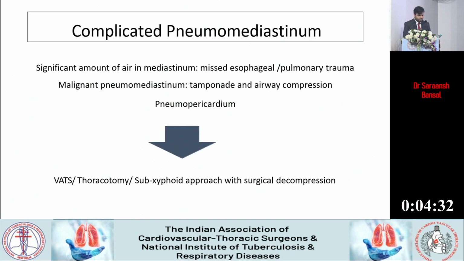So one little note on complicated pneumomediastinum, where there is a significant amount of air in the mediastinum. It's usually associated with a missed esophageal or airway injury. This is where the term malignant pneumomediastinum comes through. It's basically tamponade, which causes airway and vascular compression, and usually requires some sort of surgical management, whether by VATS, a thoracotomy, or a subxiphoid approach with surgical decompression. It becomes an emergency that needs to be tackled as soon as possible.